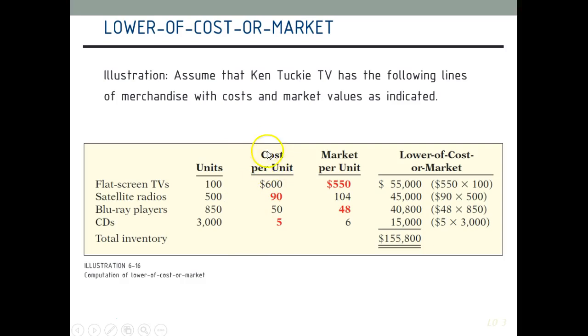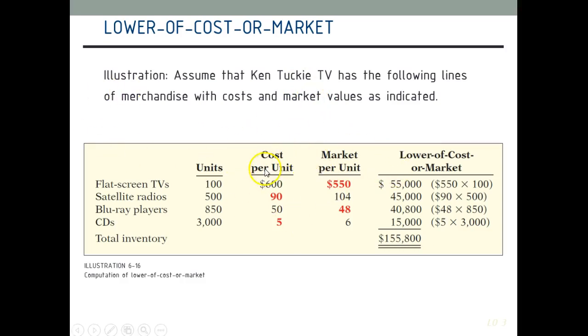But lower of cost or market basically says, here's the cost on your balance sheet. If you've got flat screen TVs, you've got 100 of those, and each one costs $600. And you've got radios, 500 of those, and each of them cost $90. Market is not the selling price. It's what if you went out to the market and rebought all this inventory. This is the per unit cost.